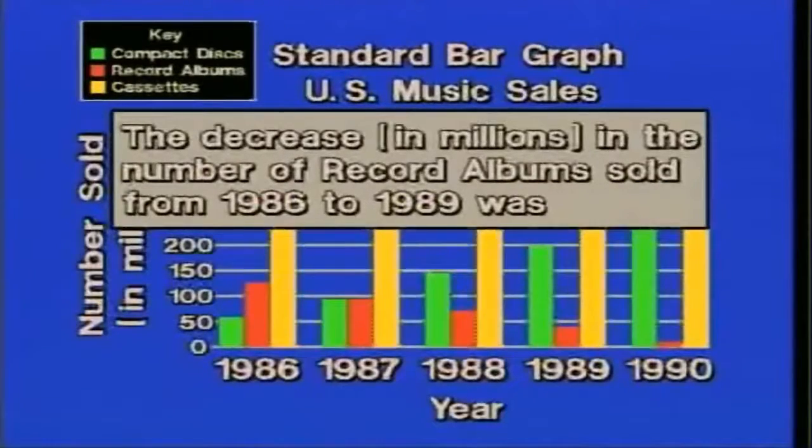Now consider this one, the decrease in millions in the number of record albums sold from 1986 to 1989. We want to know what that decrease is. Well, we'll notice that the record albums are the items in red, and we notice a general trending down throughout this period in record albums. But very specifically for our question, we're talking about 1986 to 1989. We're talking about that decrease.